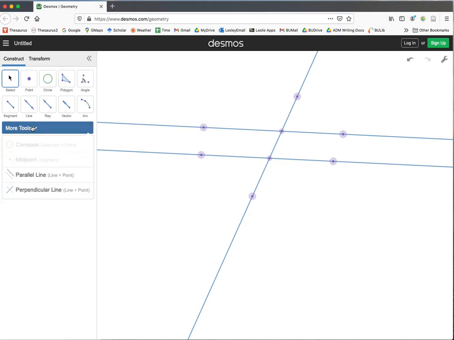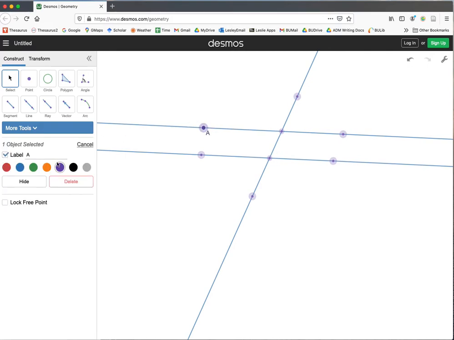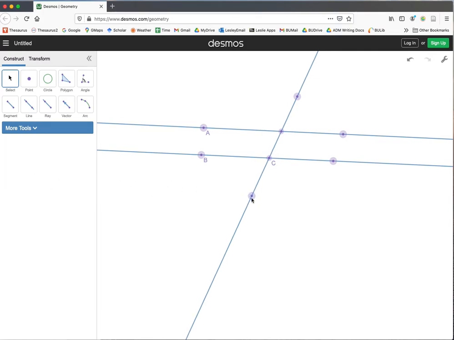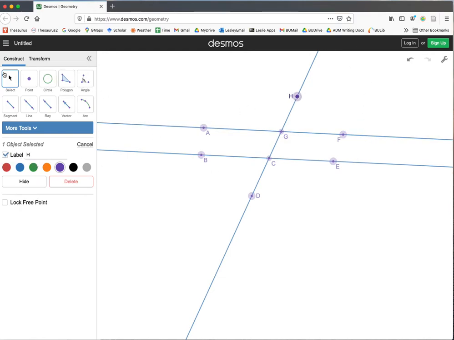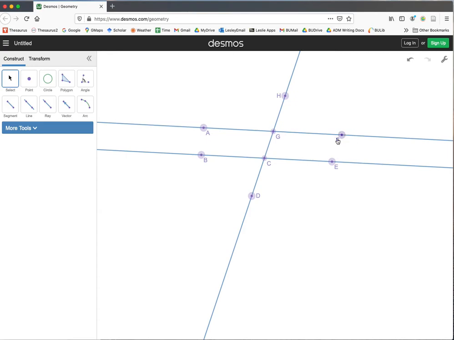And now more tools. Now I just want to give my points names. So I click on each point and click Label. So there's point A, point B, etc. Okay, so now if I take the Select tool, I can move the transversal line around and I can move the parallel lines.